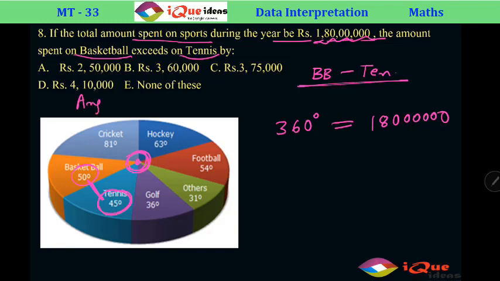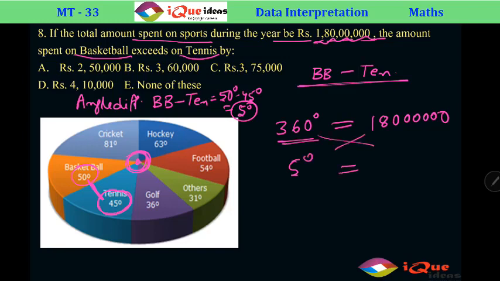Now, what is the direct difference in terms of angle between basketball and tennis? The angle difference between basketball and tennis is equal to 50 degrees minus 45 degrees, which is equal to 5 degrees. We already have the 360 degree equivalence. So 5 degrees will be equal to, by the cross multiplication method, 5 into 1 crore 80 lakh, divided by 360. As simple as that, right?